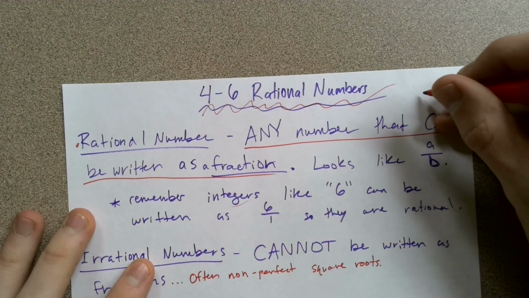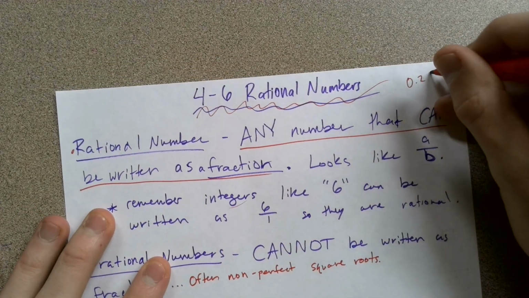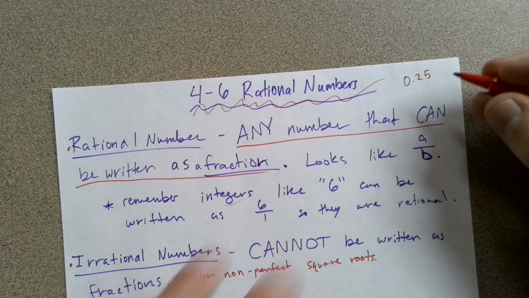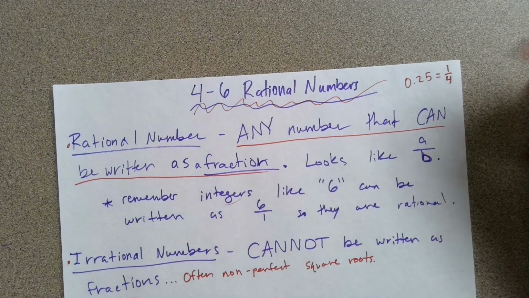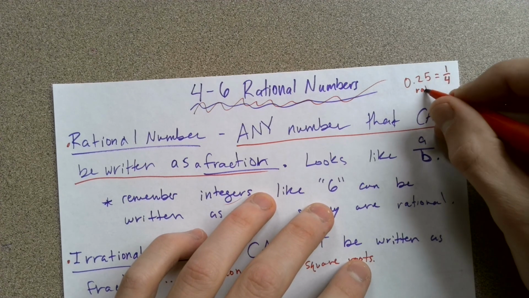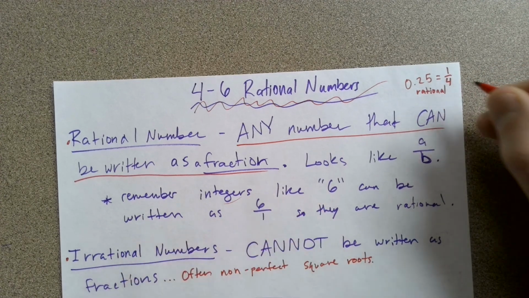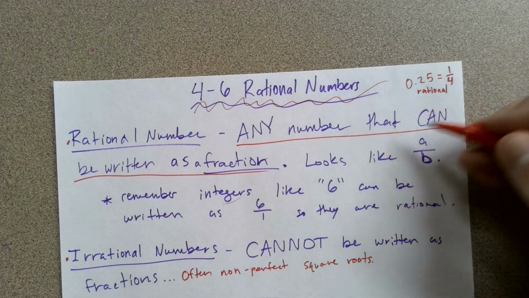So for example, if I did 0.25, that doesn't look like a fraction, but it can be written as a fraction. And that makes it rational. It's not about what you see. It's about if it has the ability to be written as a fraction.